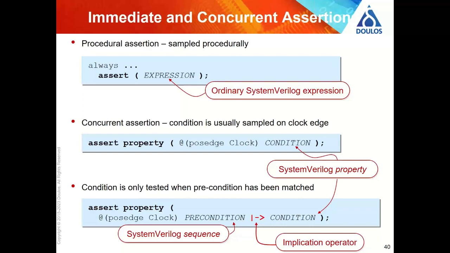Usually, when we're writing assert properties, we have a more complex expression where we have an antecedent or precondition, an implication operator, and a consequent or condition. That basically says that if we see certain things on the inputs, that implies we should see something happen on the outputs. And that's what we normally want with property checking.